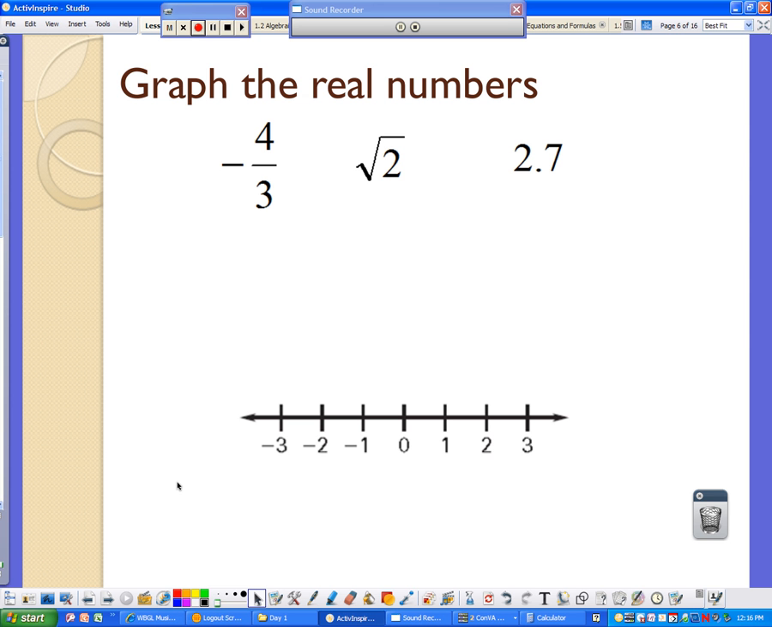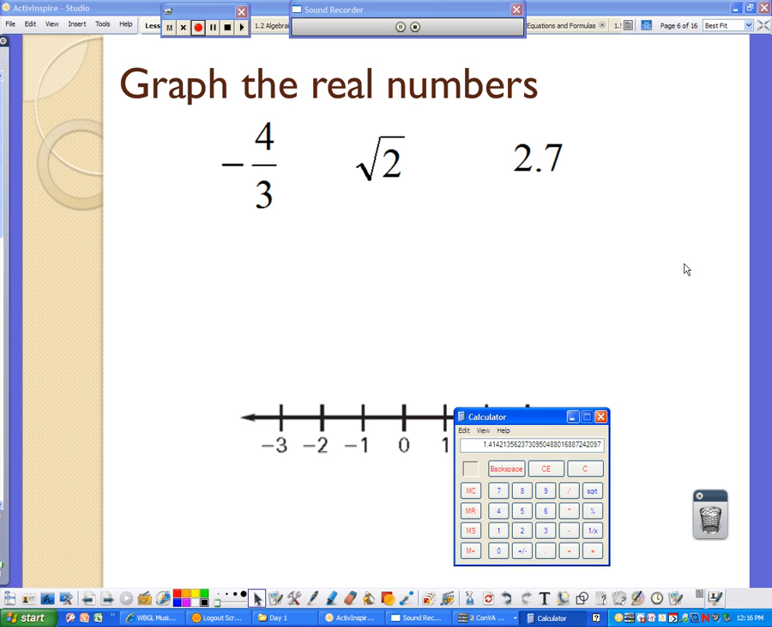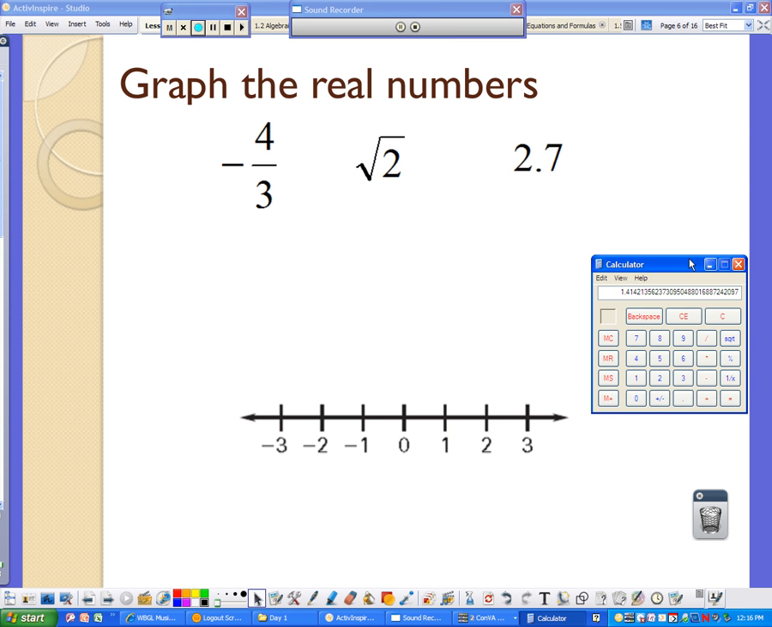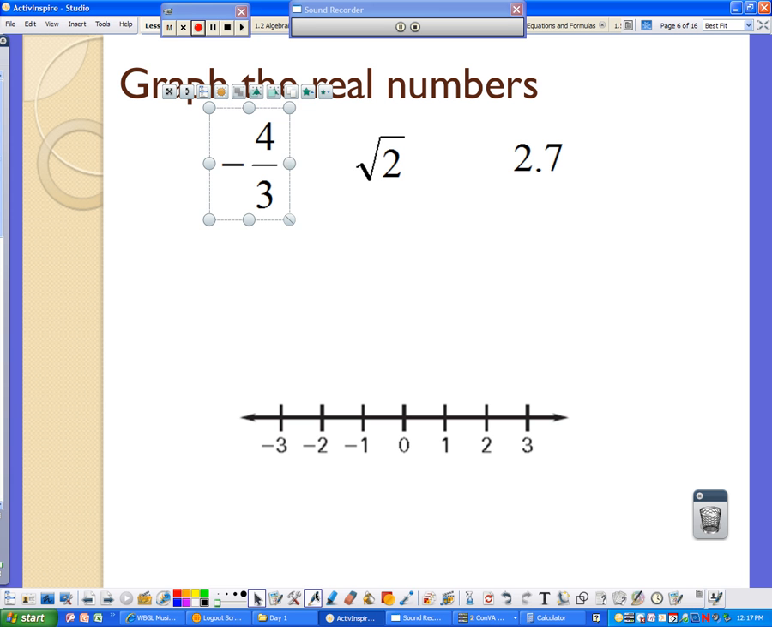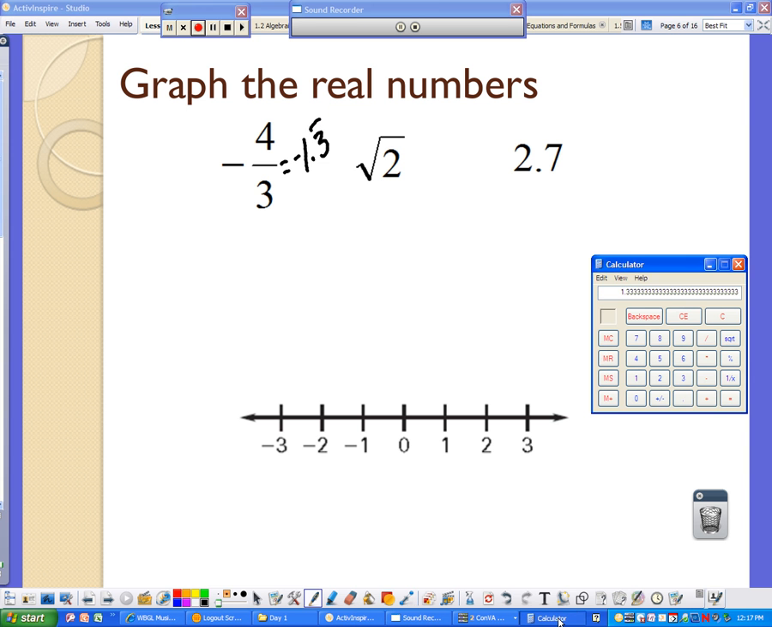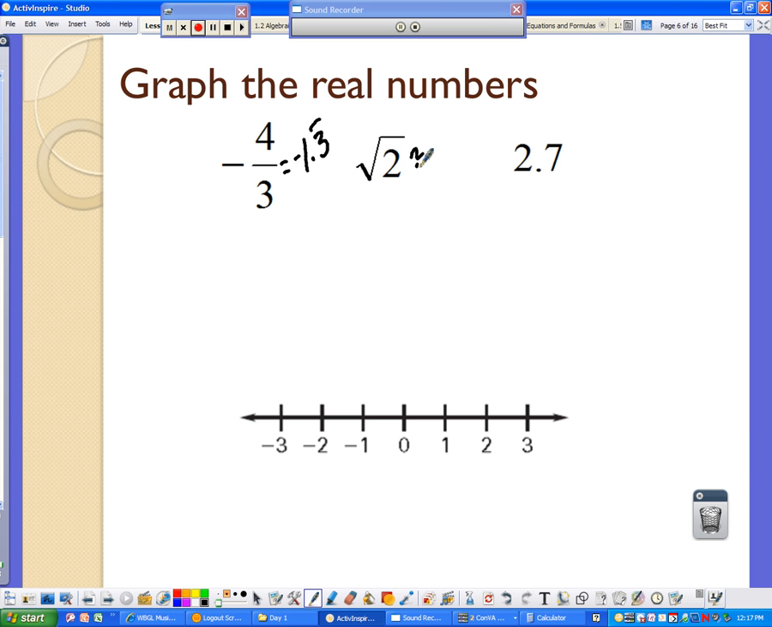Now we're going to graph some real numbers. My experience has been the easiest way to graph some real numbers is if you first of all find approximately what their decimal is. So in other words, we're going to take 4 divided by 3, and that's going to give us 1.3 repeating, negative. The next one, the square root of 2. We find 2, the square root, it gives us 1.41 approximately. And then 2.7 is already set as a decimal.